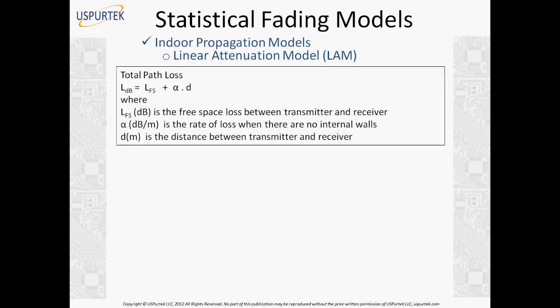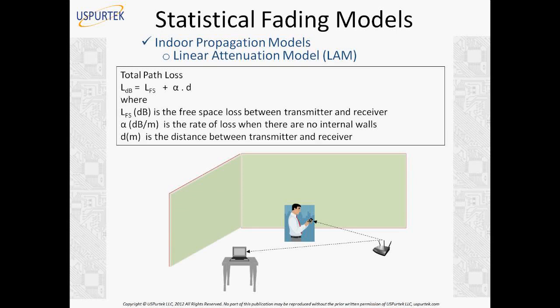Then we have the linear attenuation model, which is another very simplified model. But you need to know the attenuation parameter here, the dB per meter. What is the rate of loss when there are no internal walls? It's a very wide or very big hall, a conference hall or something like that, where this can be applied. But you need to know the value of alpha here, in dB per meter. What is the decay of signal power for a unit distance, where D is the distance between transmitter and receiver, of course, and then you have the free space loss between transmitter and receiver.